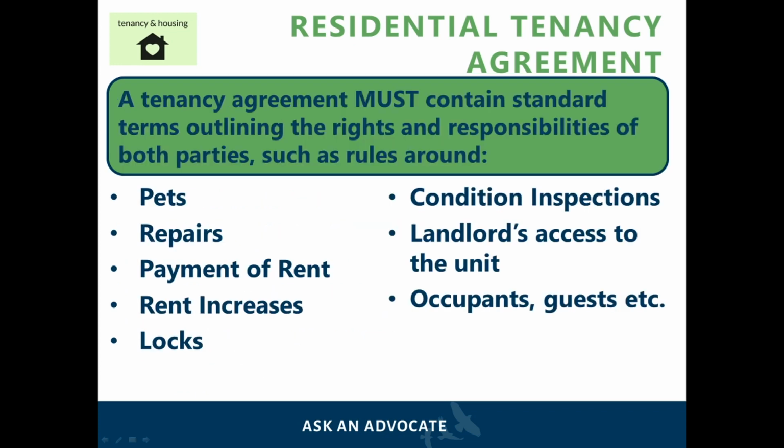A tenancy agreement must contain standard terms outlining the rights and responsibilities of both the landlord and the tenant. A few of these things would include pets, repairs, payment of rent increases, locks, condition inspections, landlord's access of the unit, as well as occupants and guests. Please note that if you are in a situation where there is no written tenancy agreement, the standard terms still apply and the tenant is still covered by the Residential Tenancy Act.